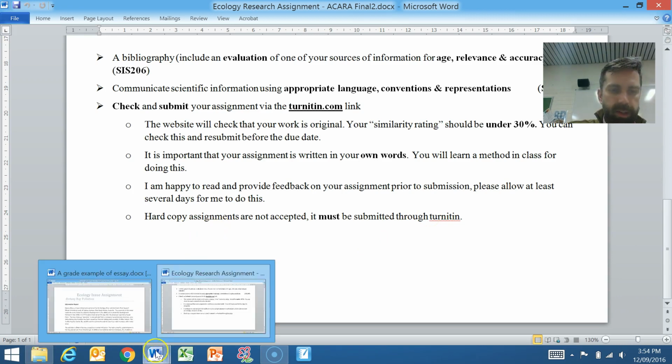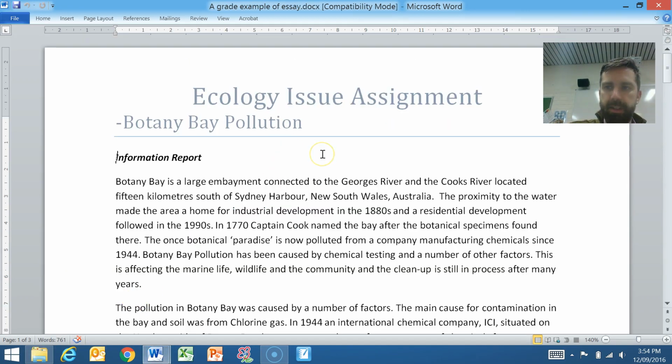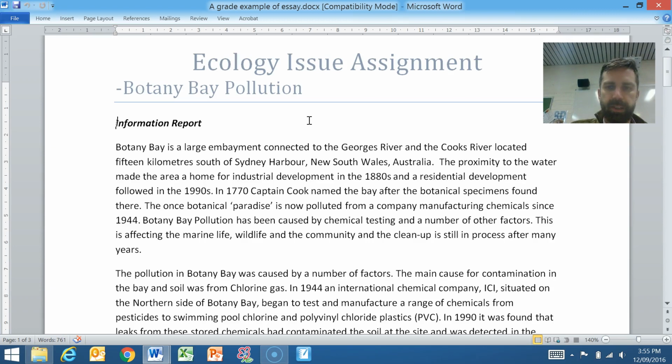Let's have a quick look at an example from last year. Now this got an A grade, so it's quite a good one. And this student did their report on Botany Bay pollution. So that's one of the topics that's in the textbook, so that's probably a good choice.